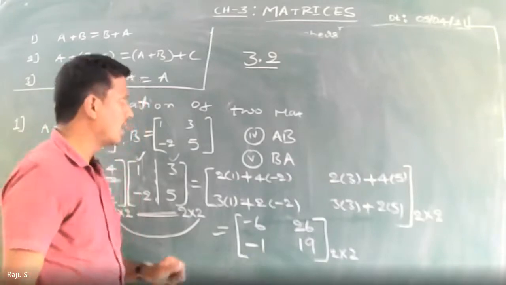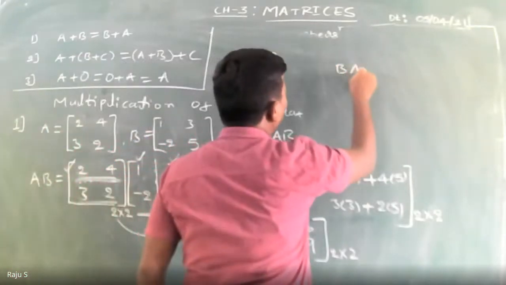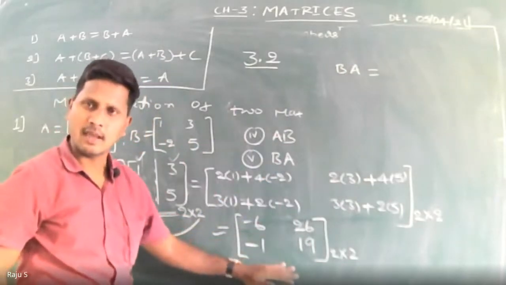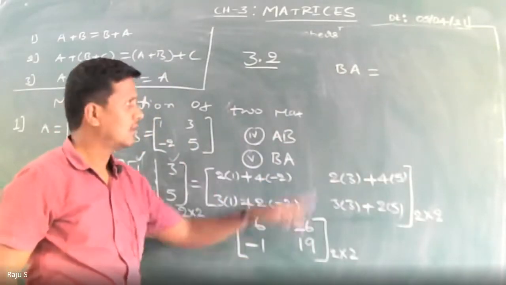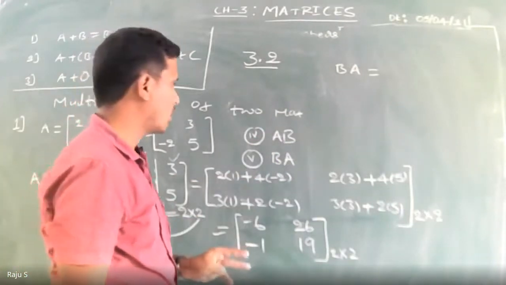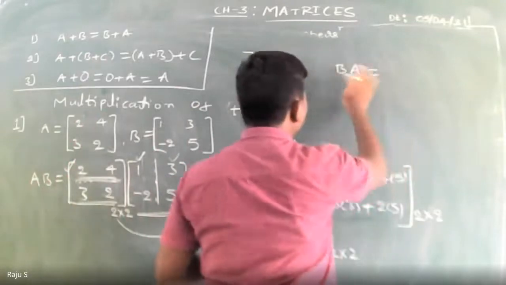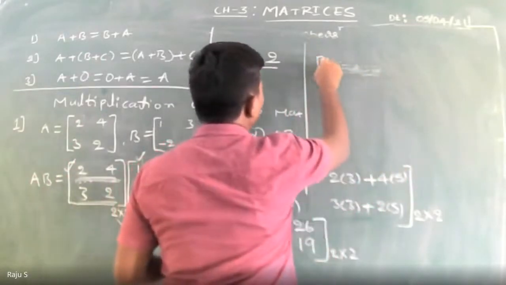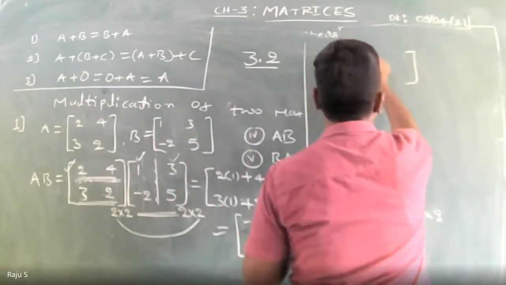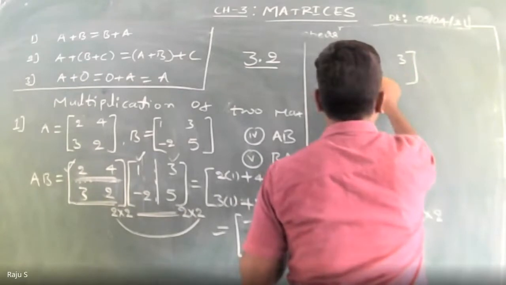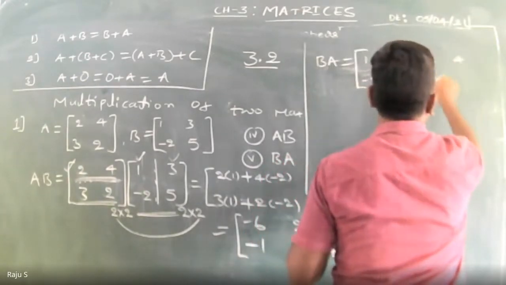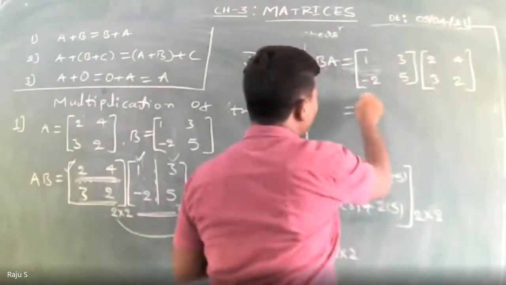In the same way, can you find BA? So this is the AB value, the matrix AB. In the same way, find BA. So what is the matrix BA? BA is clearly equal to first B. B means 1, 3, minus 2, 5, and A means 2, 4, 3, 5.